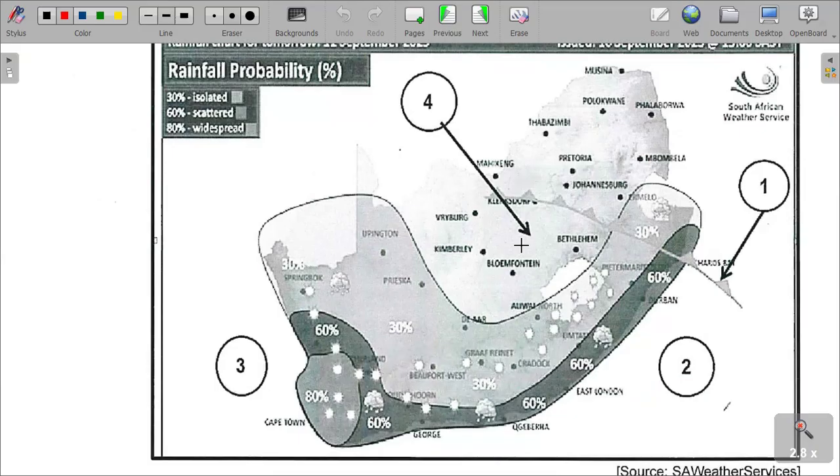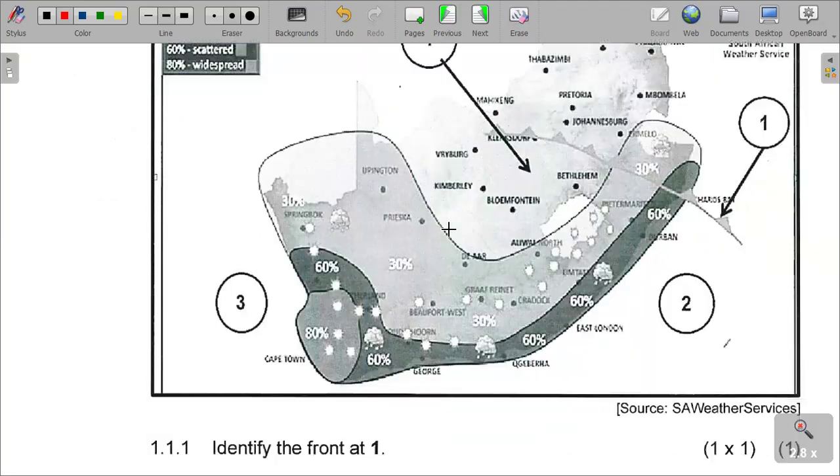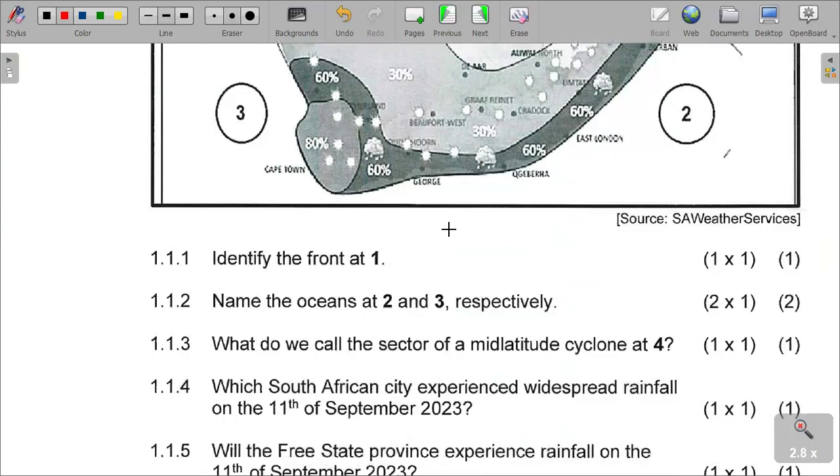Messina, Polokwane, Bloemfontein, Aliwal North, all the provinces, George, East London, they are shown. This is a South African weather station. Please note it's the South African weather station, and we have various provinces and cities that are actually located there.